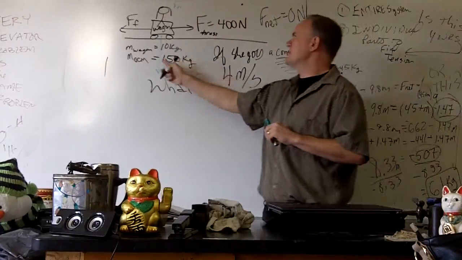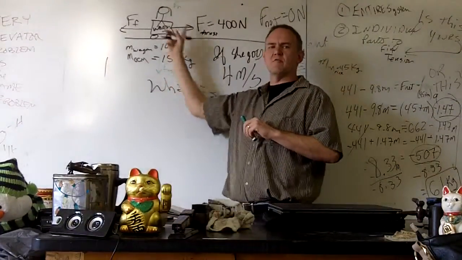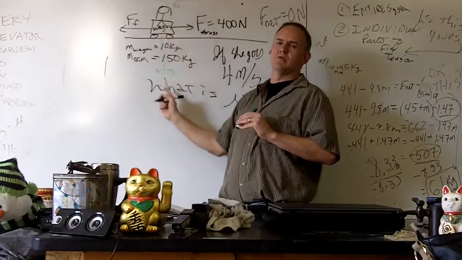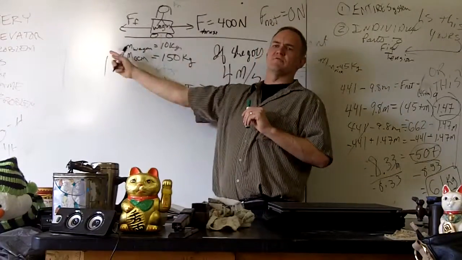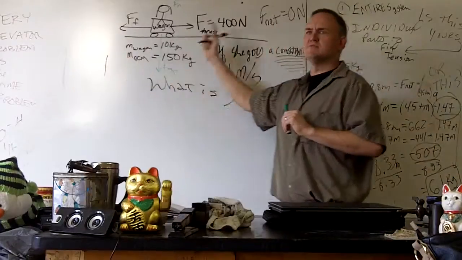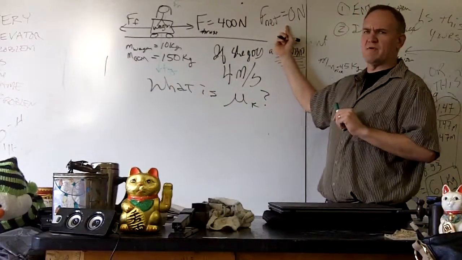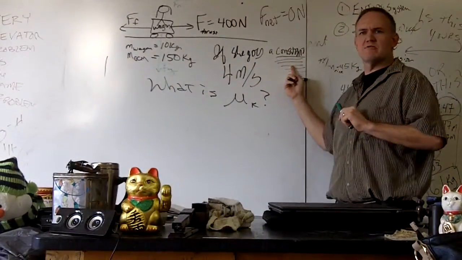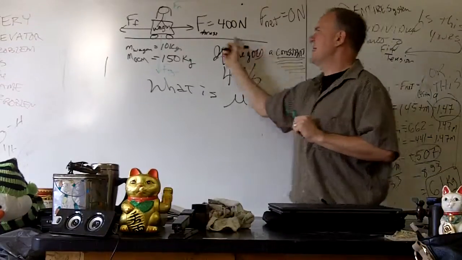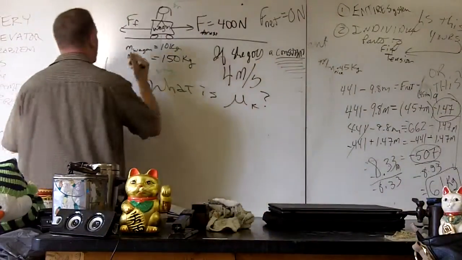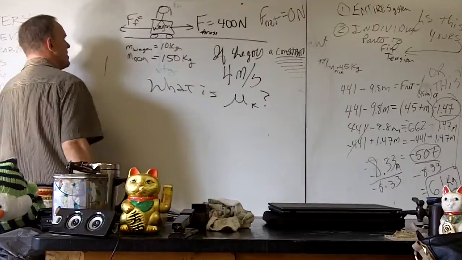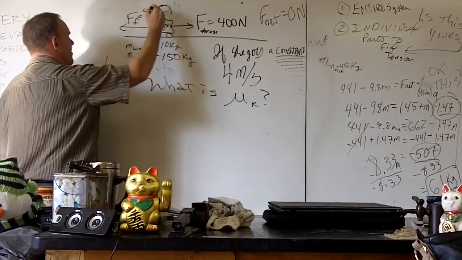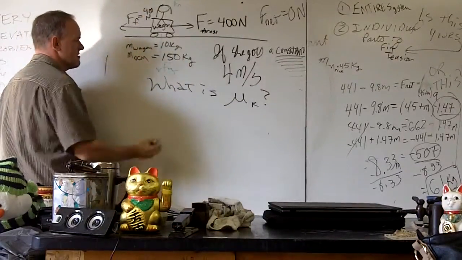Now we already knew that these two arrows canceled each other. What do we know now? We know also that these two forces cancel each other. How do we know that? Because there's no net force. How do we know that? Because there's no acceleration. If these cancel each other, what's the friction force? 400 newtons.